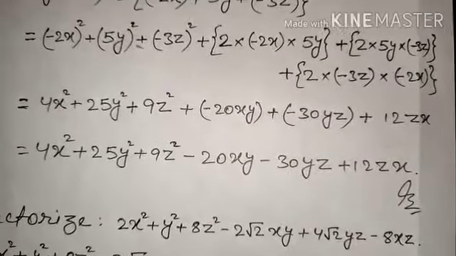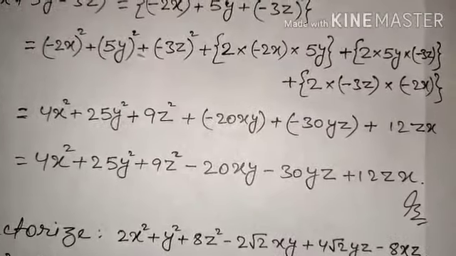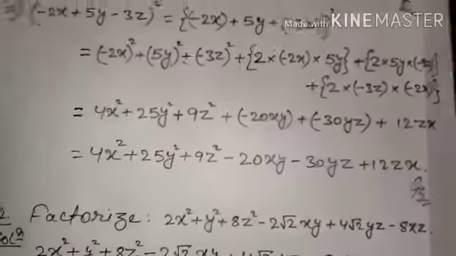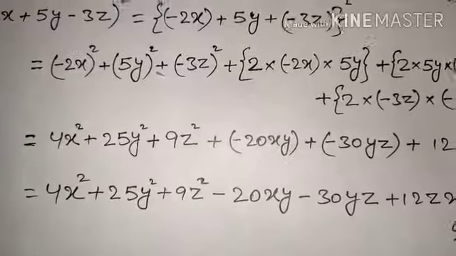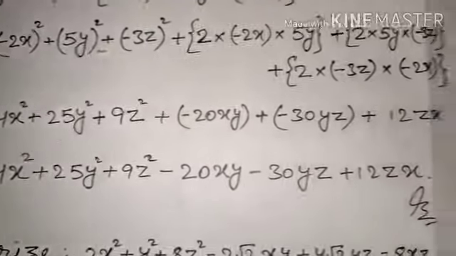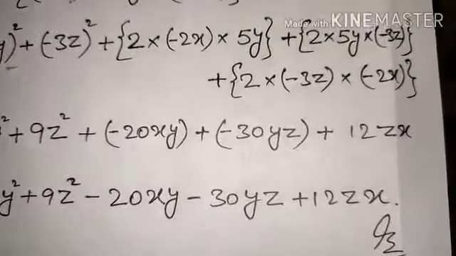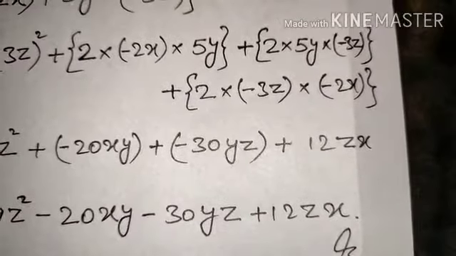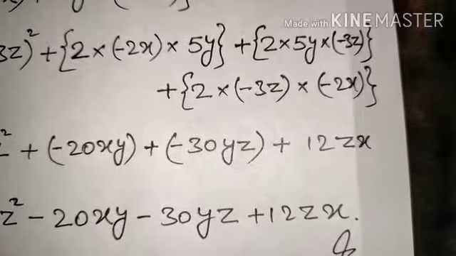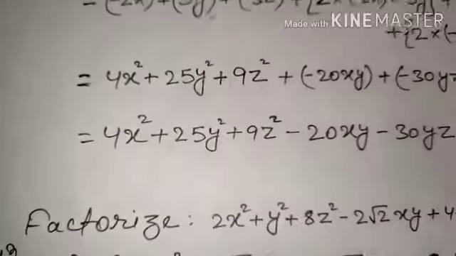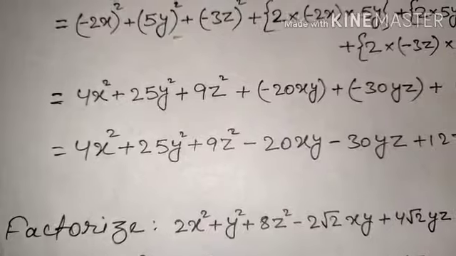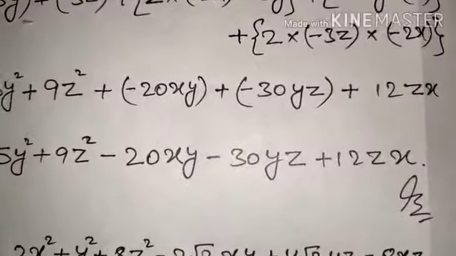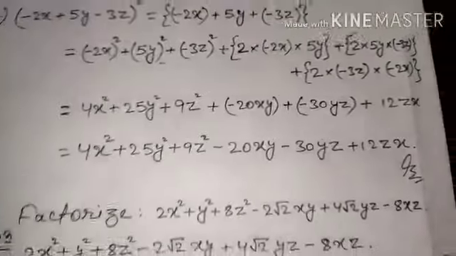So minus 2x whole square will give us 4x square, plus 5y whole square, 25y square, minus 3z whole square will become 9z square, and so on. So 5 into 2 into 2 will become minus 20xy, minus 30yz and plus 12zx, because minus minus will become plus. Okay, now finally 4x square plus 25y square plus 9z square minus 20xy minus 30yz plus 12zx. This is our final answer.